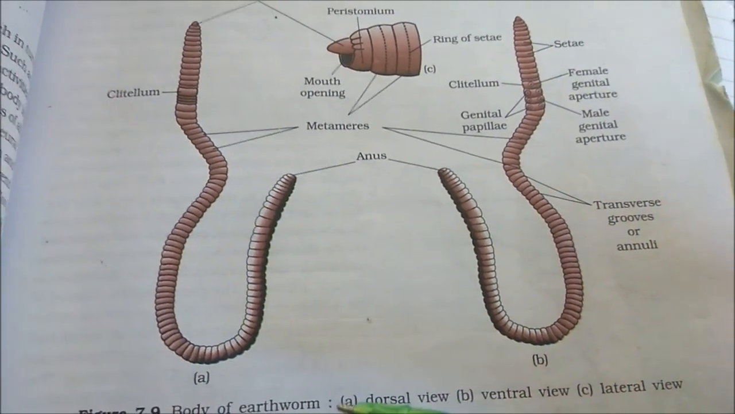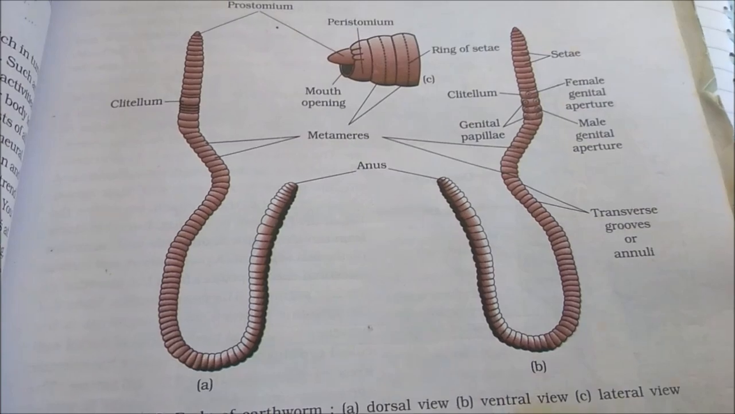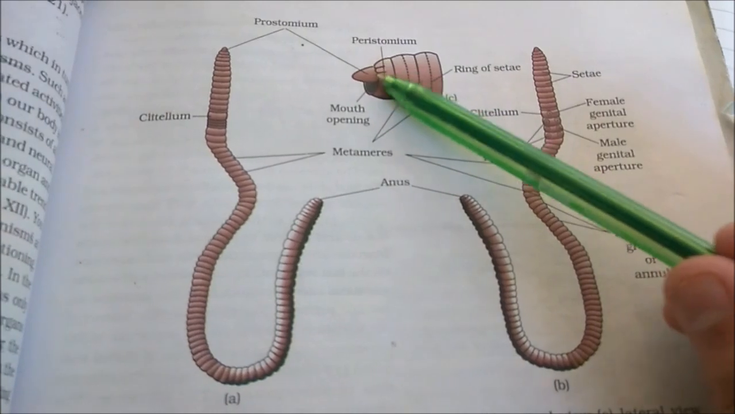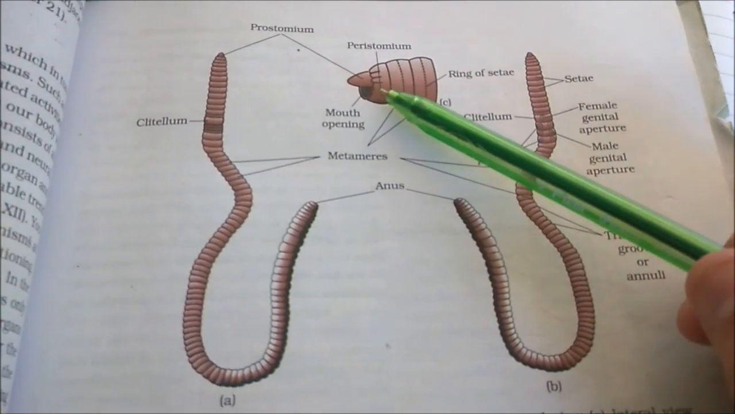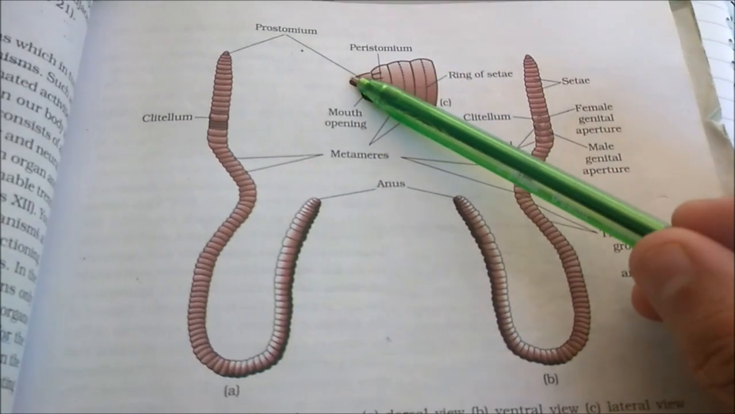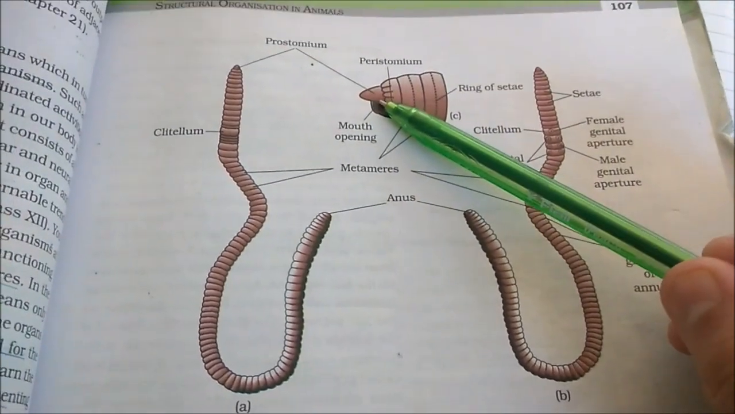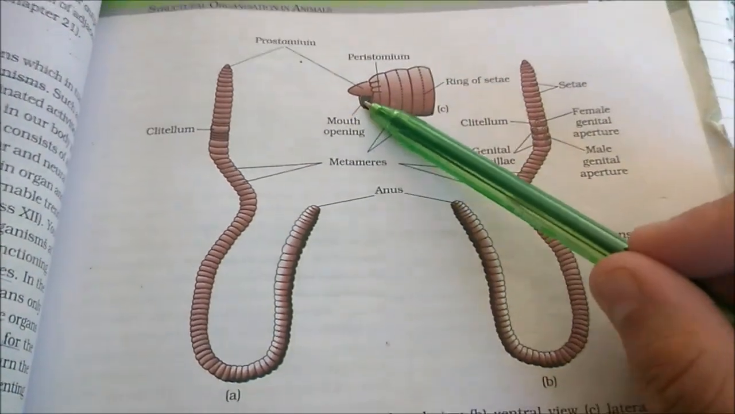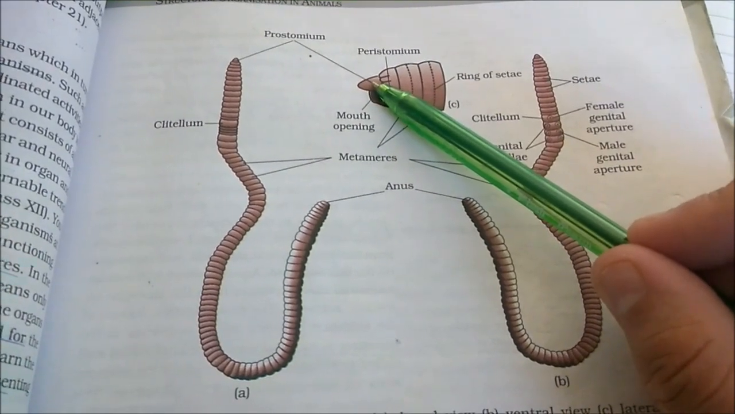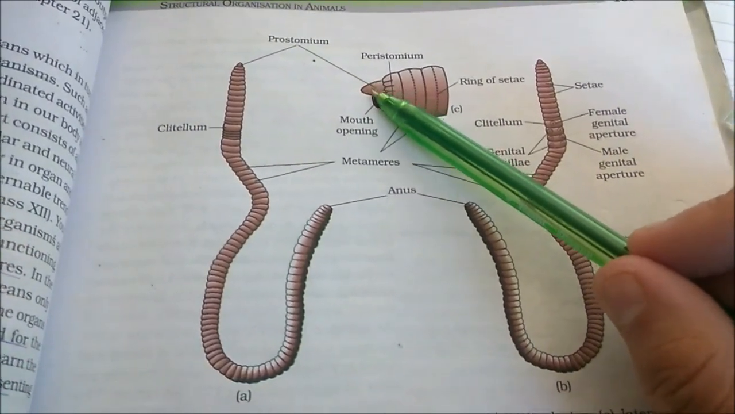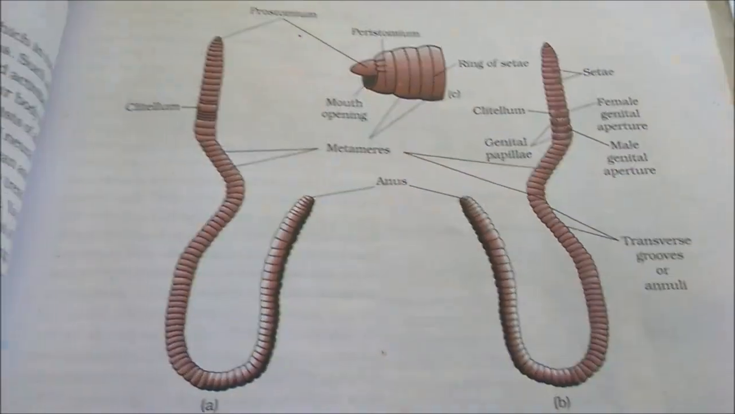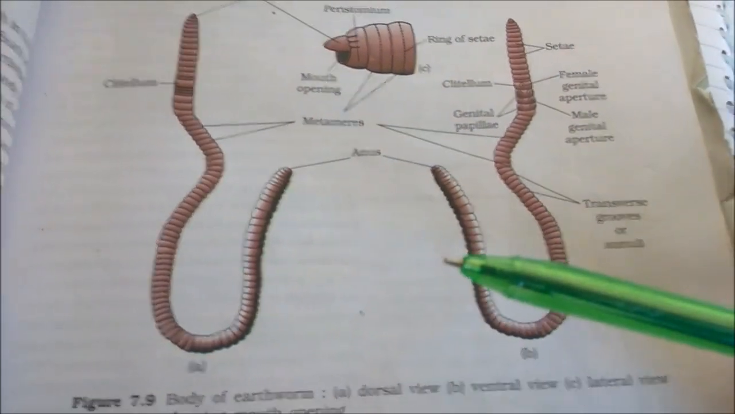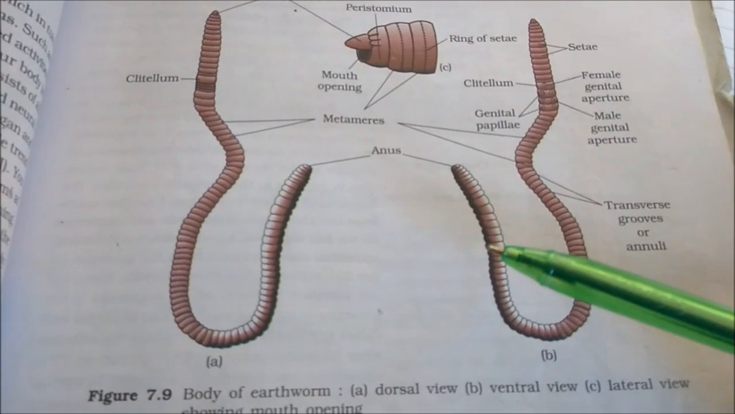Now we'll see the mouth part, ventral view. This is the ventral view of the mouth. The first part is called peristomium, which contains the mouth, and the part which covers the mouth is called prostomium. Prostomium is a sensory structure, and it also helps in burrowing the soil. Earthworm is reddish brown in color, which is due to a pigment called porphyrin.